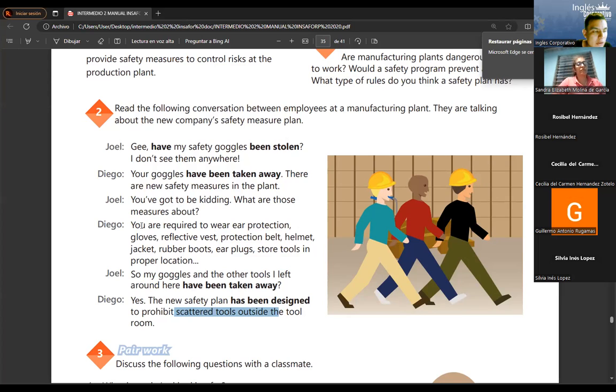Okay. You are required to wear ear protection. Gloves. Reflective vest. Protection belt. Helmet. Jacket. Rubber boots. Earplugs. Store tools in proper location. Excellent. Very good.